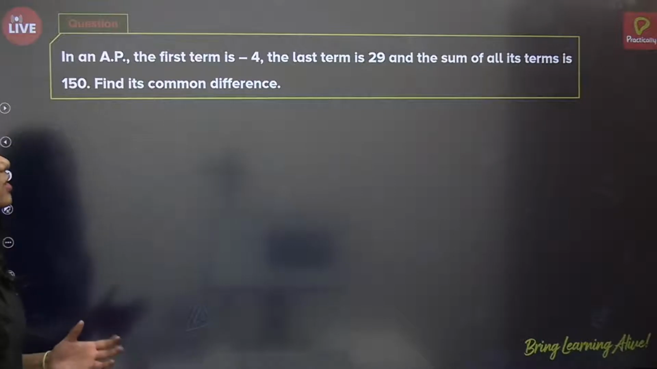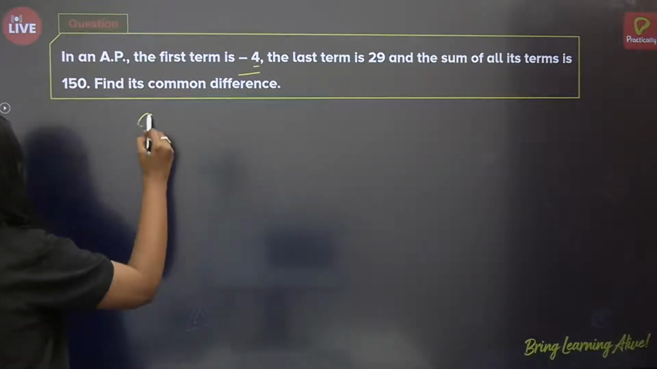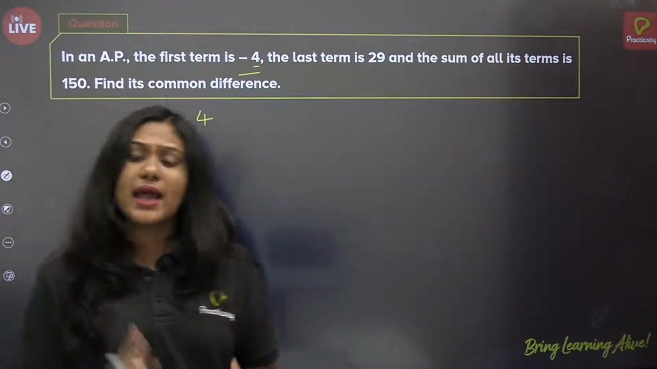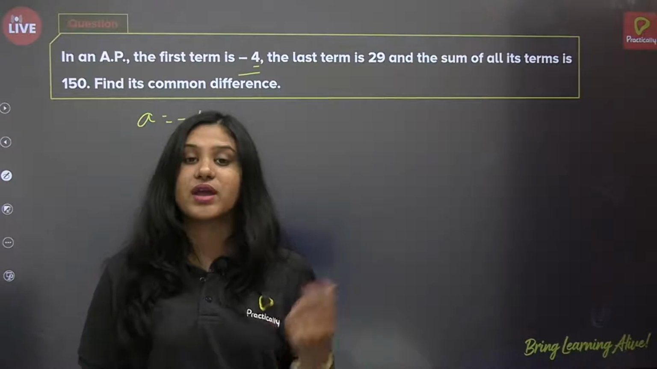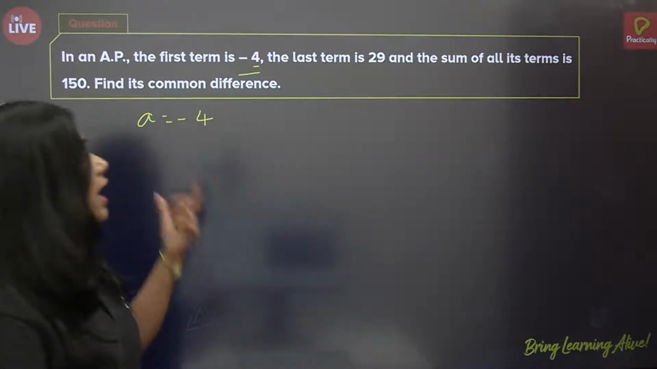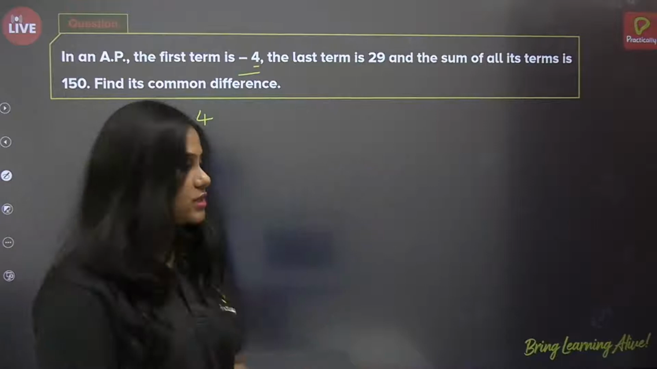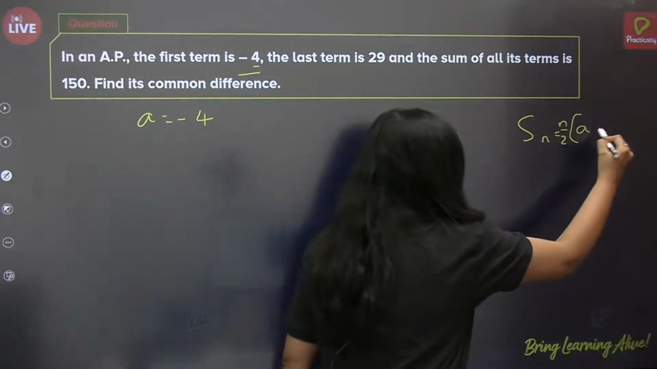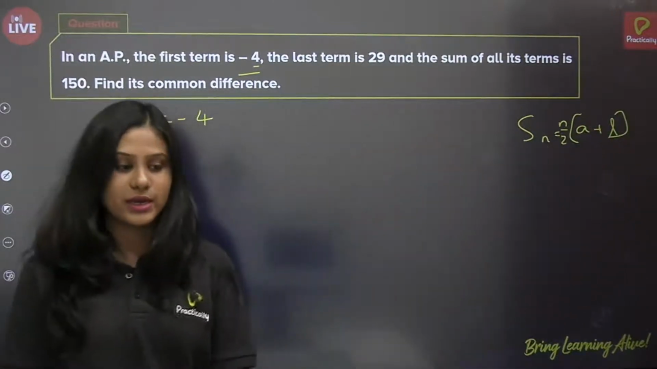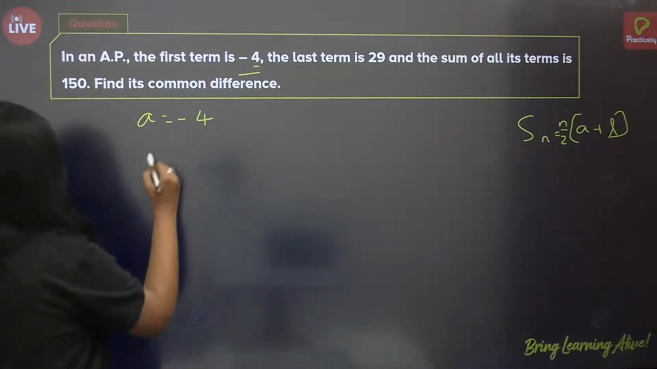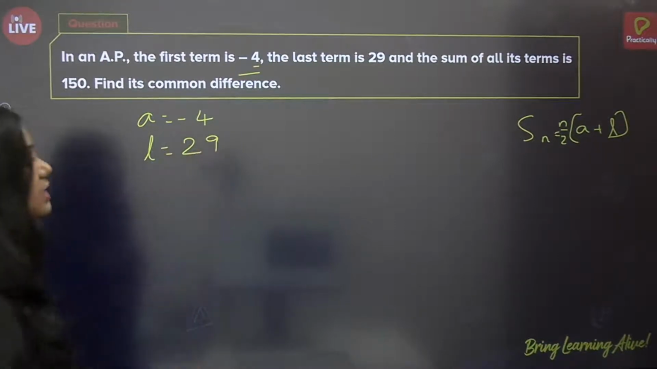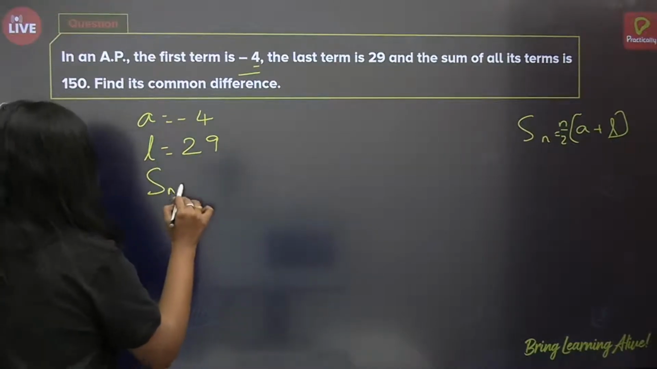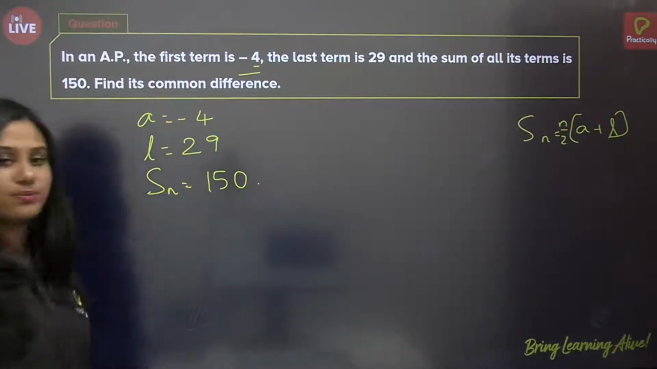In an AP, the first term is minus 4. Okay, a equals minus 4. Last term is 29. So, is there any formula we can apply where the first term and last term are given and also the sum is given? Of course there is. What is it? Sn equals n by 2 of a plus l, where l is the last term, correct? So, now a equals minus 4, l equals 29 and the sum of all its terms is 150. So, we will be taking Sn equals 150, right?